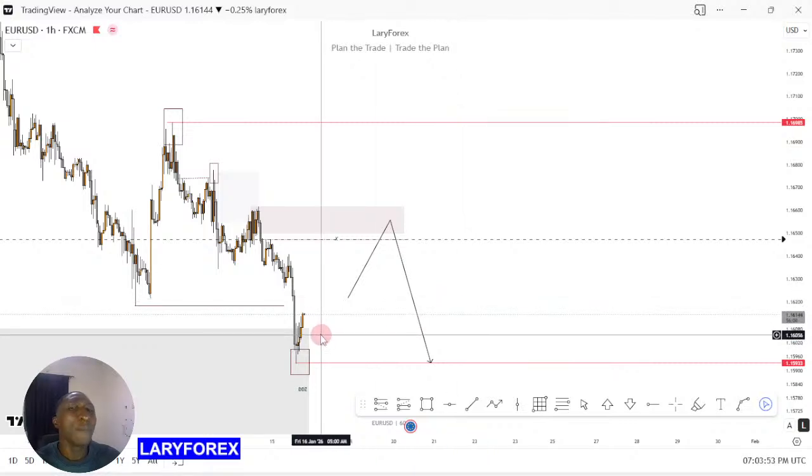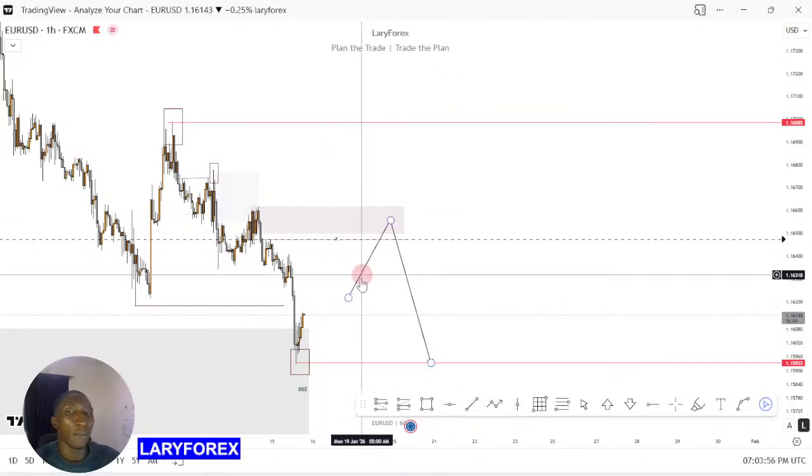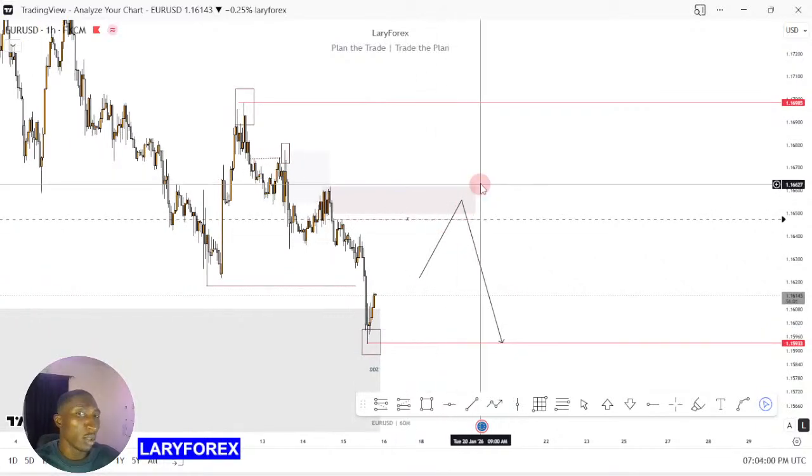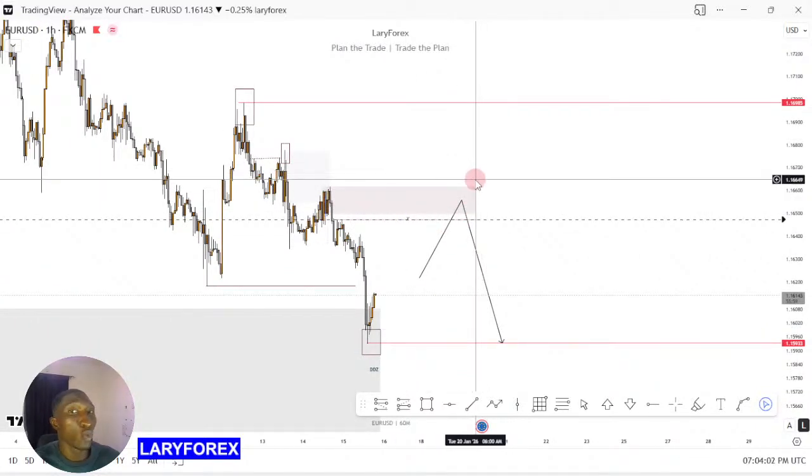Now, can I buy into this zone? Yes, I can buy into this zone. Where will I buy from? If I want to buy into this zone, into this supply level, all right, which is counter trending, okay, you are counter trading the trend.